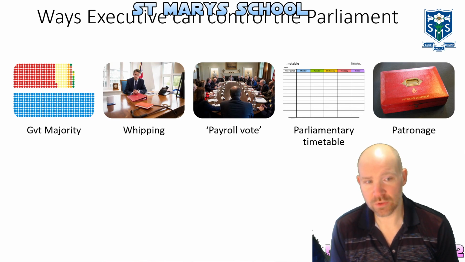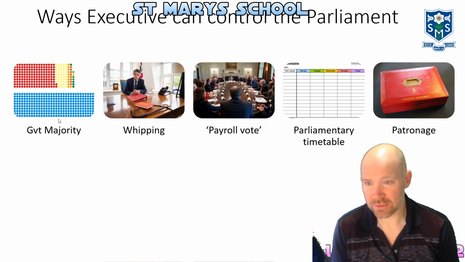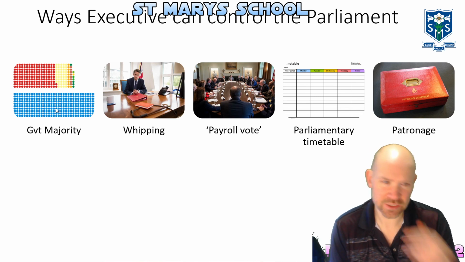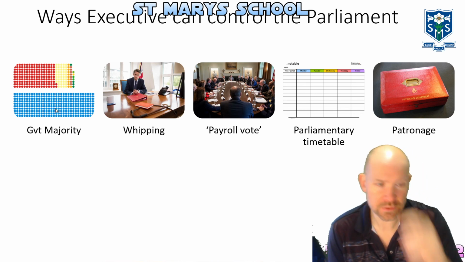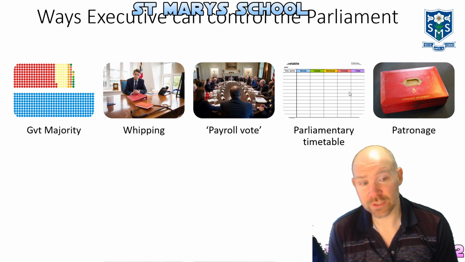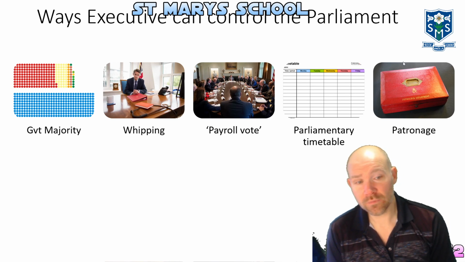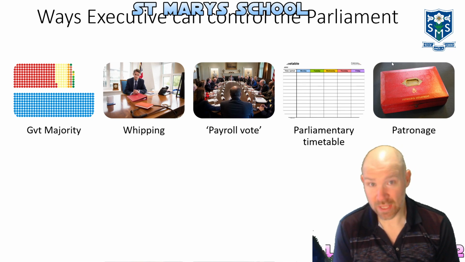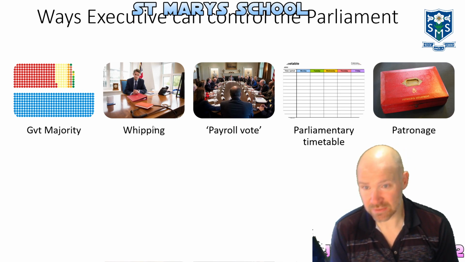And our last one on the top row, and this again comes down to this idea of government majority. Hopefully you can see here the links between all these five things at the top here are basically about ensuring that the government can get their legislation through and win votes. The last one is the power of patronage. One of the powers that the Prime Minister has is the power to create ministers and fire ministers. So this is very closely linked to this idea of payroll vote and this idea of whipping.